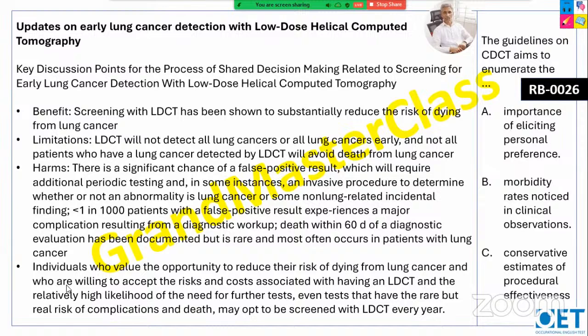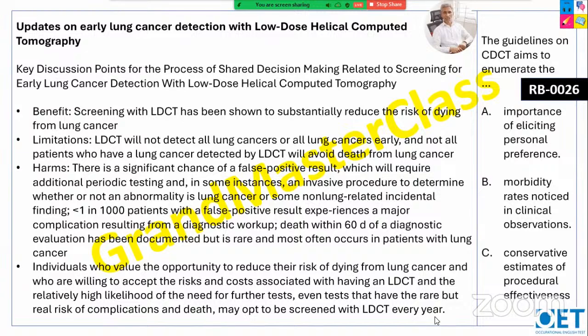And the next one: individuals who value the opportunity to reduce their risk of dying from lung cancer, and who are willing to accept the risks and costs associated with screening, and the relatively high likelihood of the need for further tests, even tests that have a rare but real risk of complications and death, may opt to be screened with LDCT every year. See this one: opportunity to reduce their risk of dying.